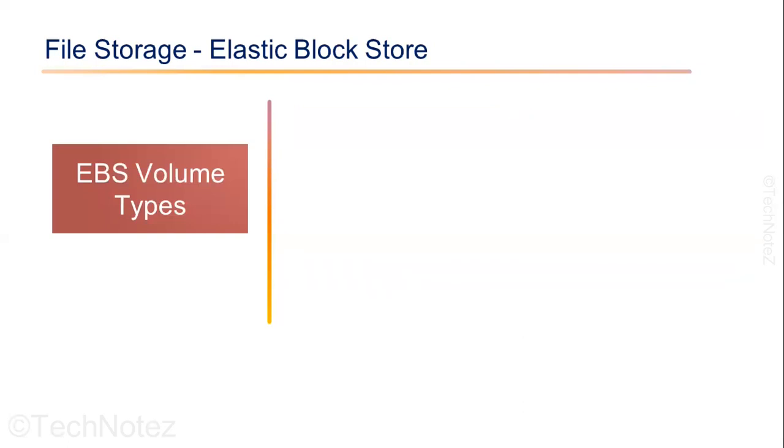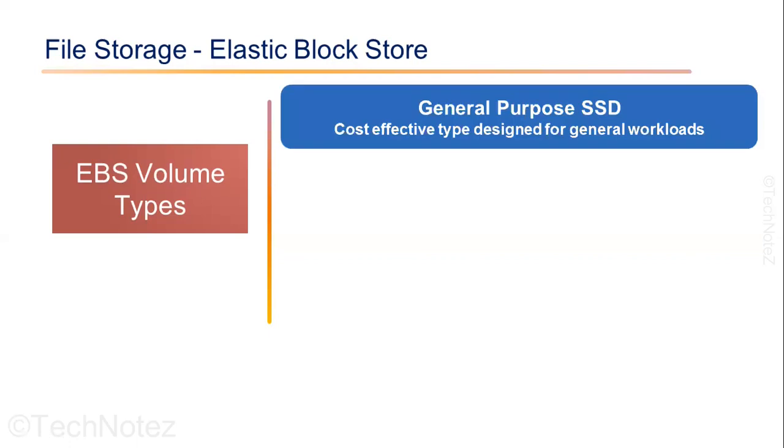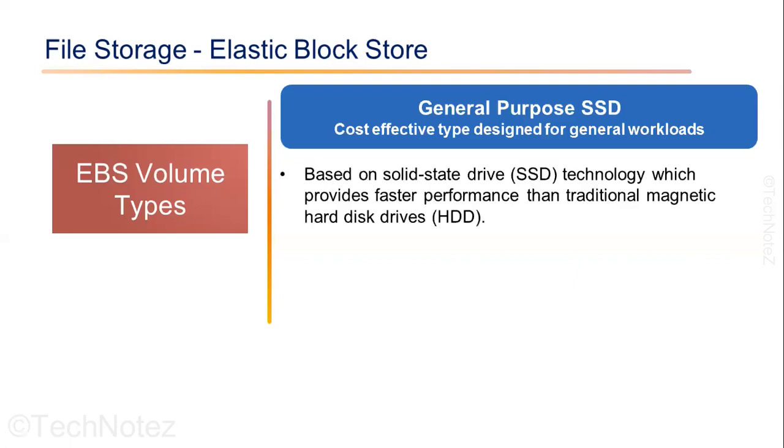Let's talk about EBS General Purpose SSD. EBS General Purpose SSD is a storage volume designed to provide a balance of performance and cost for a broad range of workloads. General Purpose SSDs are based on solid state technology, which provides faster performance than traditional magnetic hard drive technology. They offer a balance of performance, cost, and durability. They are well suited for a wide range of workloads, including boot volumes, small to medium sized databases, development and test environments, and file systems.